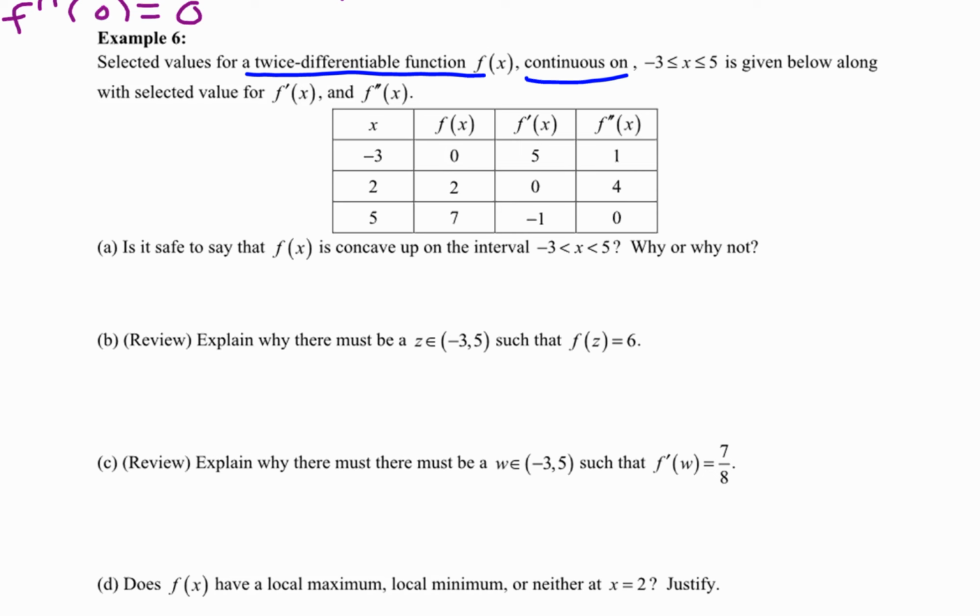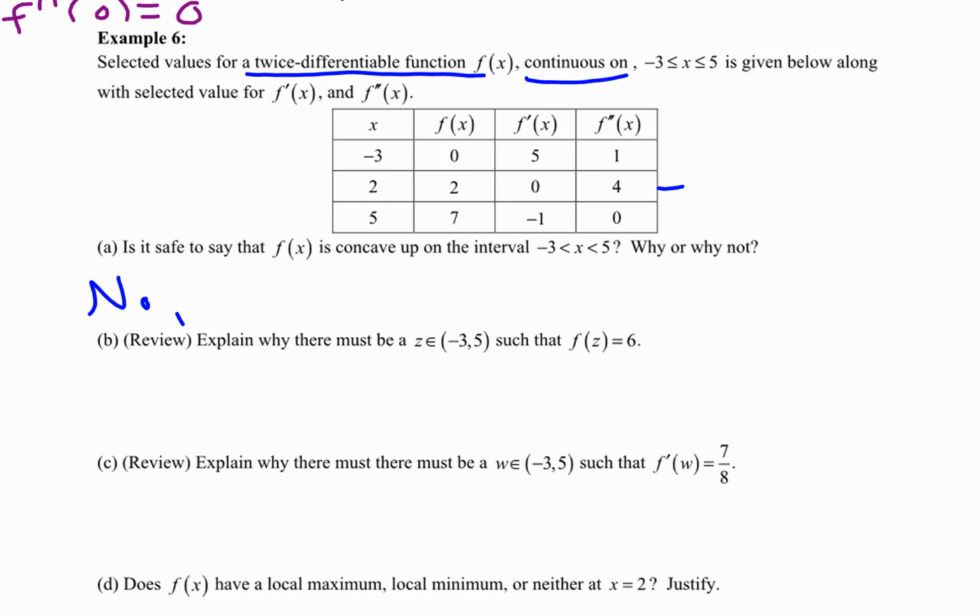Is it safe to say that f of x is concave up on the interval from negative 3 to 5? Well, at the two values we notice these are positive, this is 0, but the endpoints don't really tell us much. We know that at x equals 2, f double prime is positive, but does that tell us anything about any of the other ones? No, not really. So no. We don't know the signs of f double prime on the interval except at x equals 2.